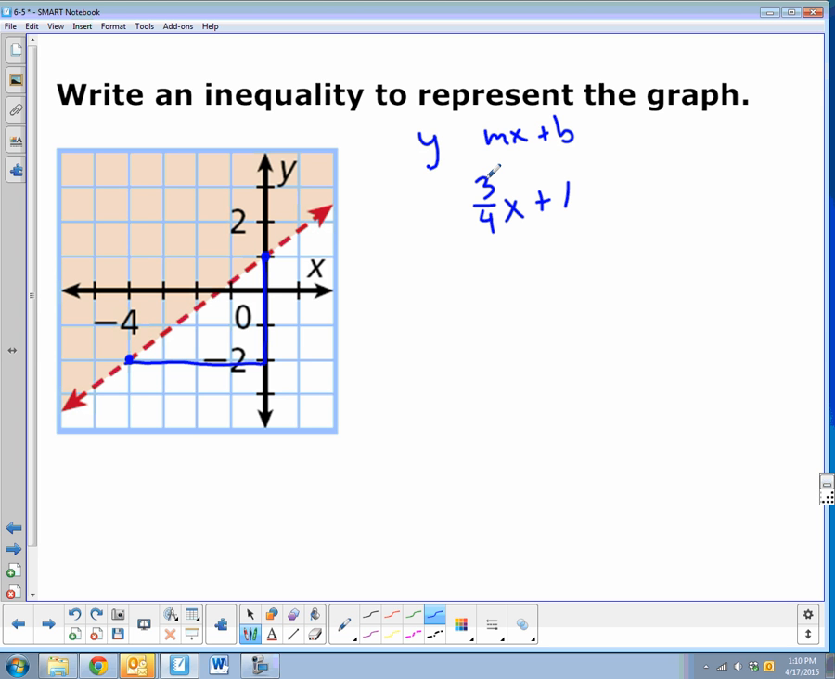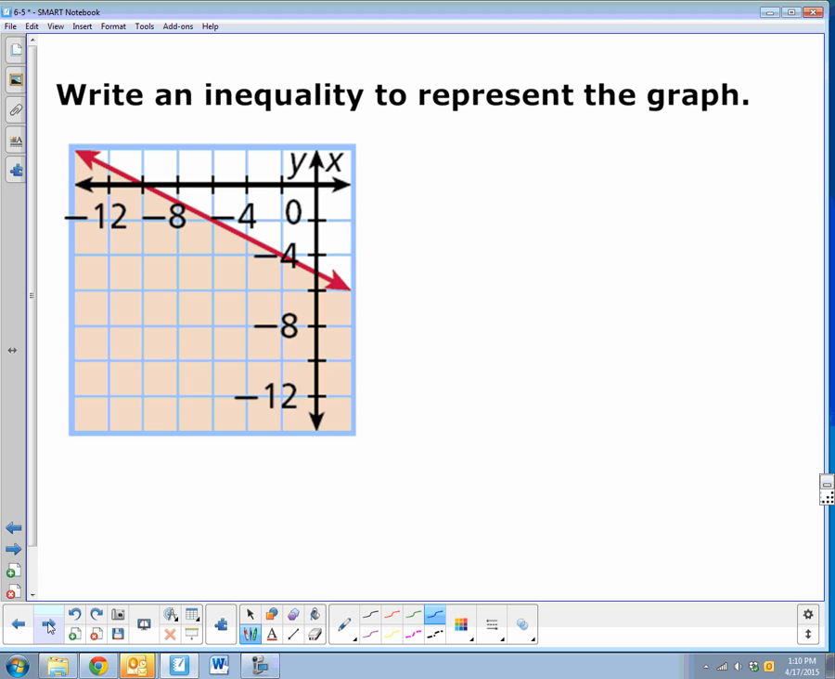Now I need to know, is y greater than the line or is y less than the line? Since it's shaded above the line, y is going to be greater than the line. And since it is a dashed line, we put no equal sign underneath. So it's going to be y is greater than 3/4 x plus 1. Any y value above that line will work.